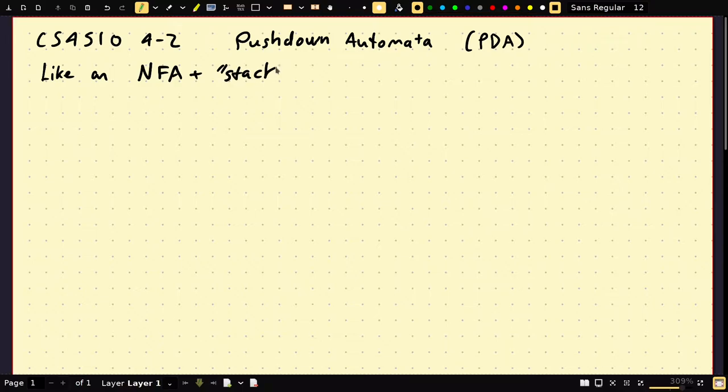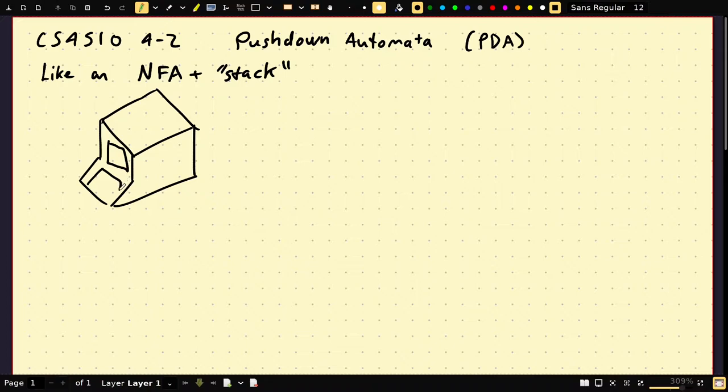I haven't talked about what a stack is, but you may have some analogous idea from data structures or something, right? Well, so think of, like, you have this computer, right? Basically, it has some input. It has some way to read the input left to right, and it can't go back.